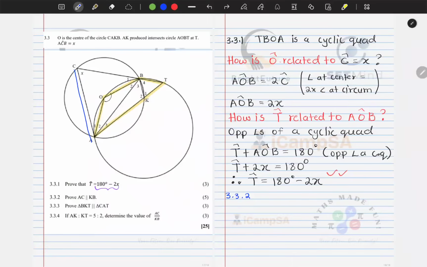For these to be parallel, there's a couple of things that would need to be true. So the first, or one of the things that would need to be true, is that this angle would need to be equal to that angle.